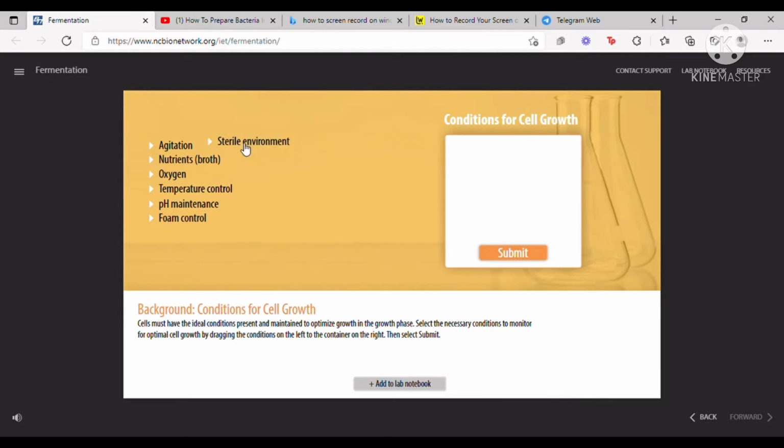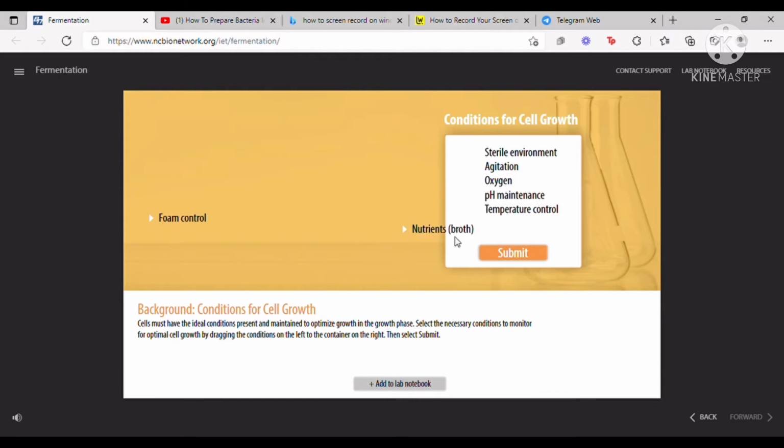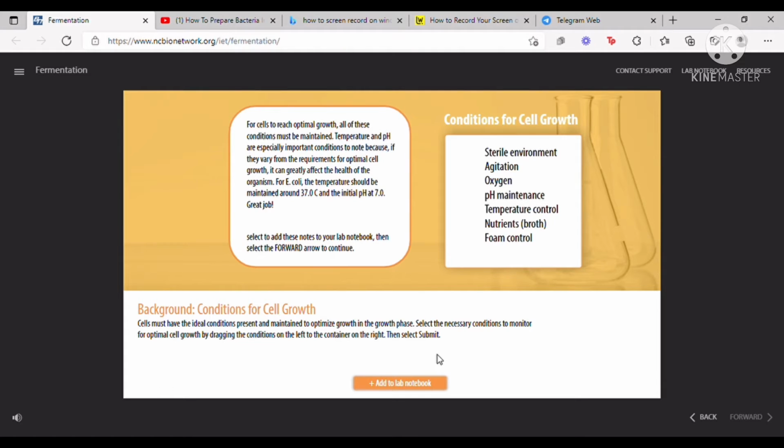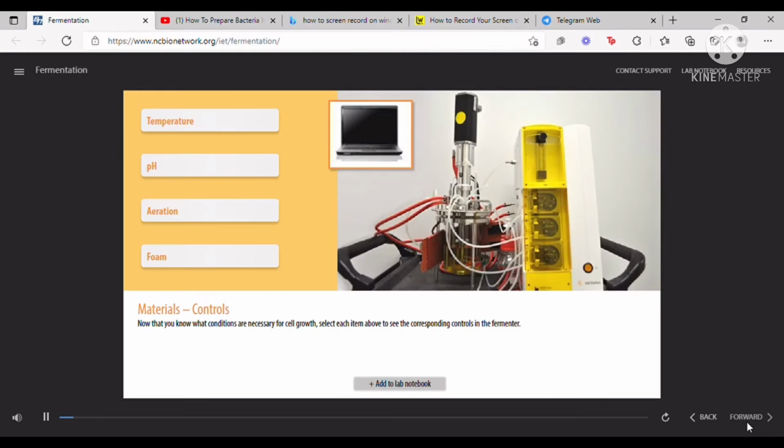Then we would know about the conditions of the cell growth. All of this would be needed for a proper cell growth: pH maintenance, oxygen, agitation, sterile environment, the nutrients, and the foam control. All these will be added into the lab notebook for further reference during the lab.